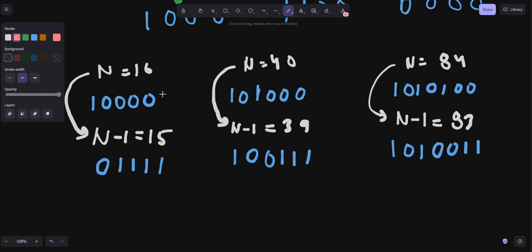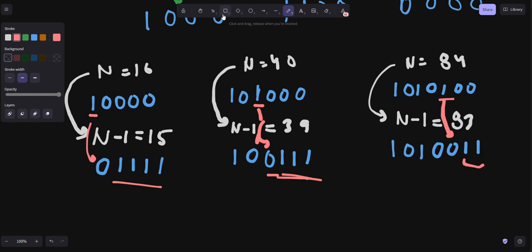So what is the rightmost set bit of 16? This, right? What is the rightmost set bit of 40? This. What is the rightmost set bit of 84? This. Fine. Now if you subtract 1 from the number, this rightmost bit gets converted to 0, and every bit after that is converted to 1. You can see that, right? What is the rightmost bit? This one, right? If you subtract 1, this gets converted to 0, and everything after that converts to 1. Again, here this got converted to 0, and everything after that, 0 0, converts to 1.